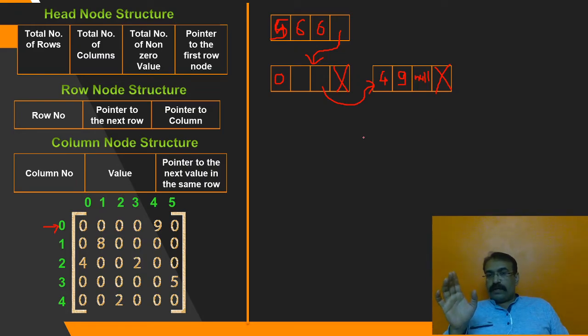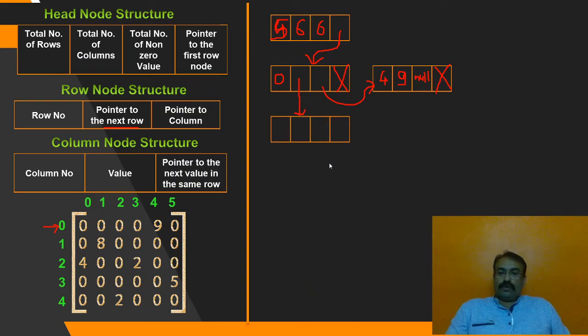Okay, where it is going to point next? This field, that is the pointer to the next row, is going to point here now to the next node, next row node, which is giving information about the next node. Now this node is going to get information about row number 1. Row number 1 is this. Okay, and pointer to next row. Right now we'll keep pending.